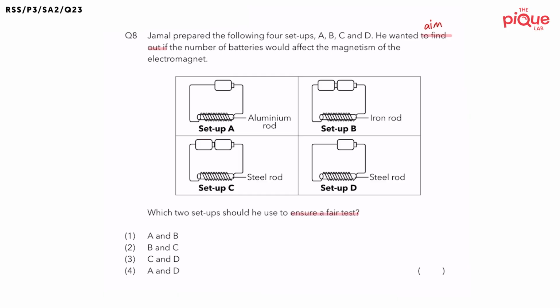In order to ensure a fair test, how many change variables can there be? There can only be 1 change variable. Now, how do we determine what is the change variable? In order to know what's the change variable, we need to go back to the aim of the experiment. From the aim of the experiment, we can know 2 kinds of variable, the change as well as the measured variable. Some of you may have difficulty identifying what is the change and measured variable.